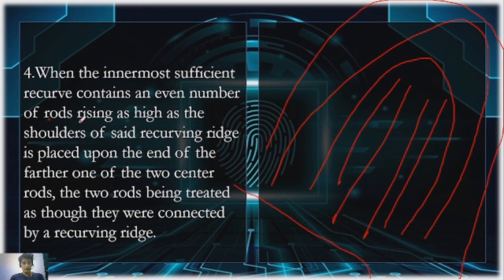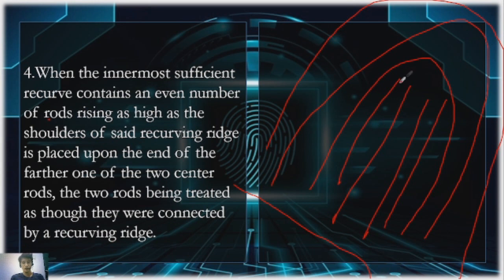Okay, and with that, I'll read it once again for us not to be confused. So again, when the innermost sufficient recurve contains an even number of rods rising as high as the shoulders of said recurving ridge, it is placed upon the end of the farther one of the 2 center rods. Okay, the 2 rods being treated as though they were connected by a recurving ridge.